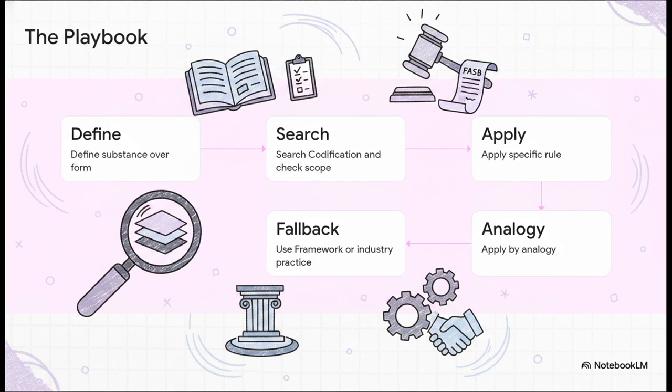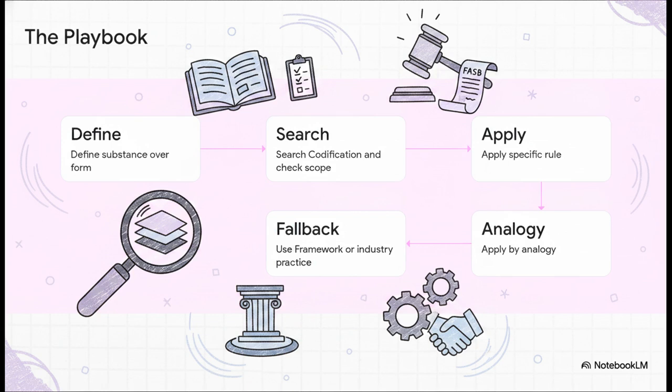Step 1, define the transaction clearly based on its economic substance, not just its legal form. If your description is vague here, your final conclusion is going to be wrong. Step 2, search the codification for the most directly related topic. And, crucially, check the scope before you read anything else. Step 3, apply the specific rule to your transaction and record your conclusion with the exact paragraph citation. And hey, stop right here if you find a clear authoritative answer.